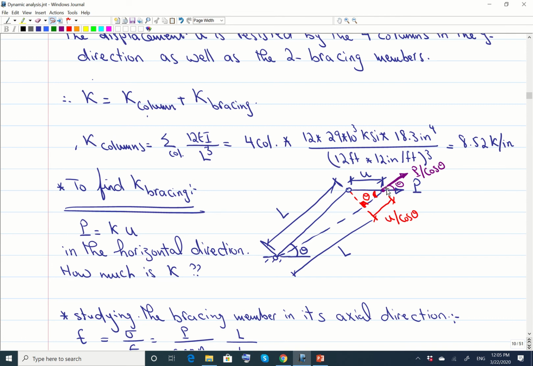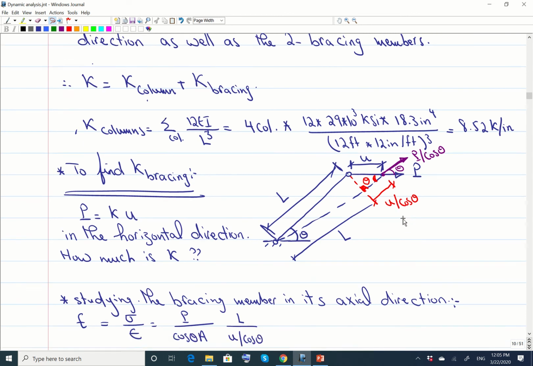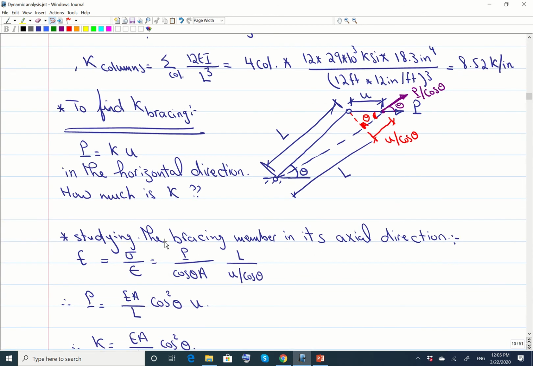So how much is this elongation? If this is U, we have this triangle over here. If this angle here is theta, this is 90, this is theta, this is 90 minus theta. So if this is U, then this elongation is U divided by cosine theta. Now, simply applying Young's modulus, which is equal to the stress divided by the strain: the stress is the force, which is P divided by cosine theta, divided by the area. The strain is the elongation, which is U divided by cosine theta, divided by the initial length, which is L.